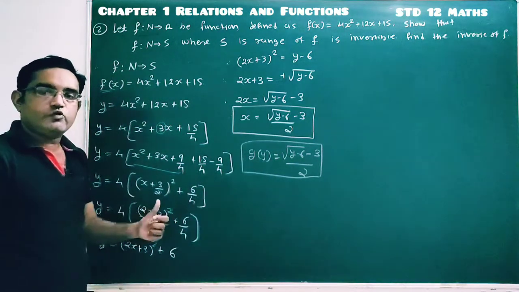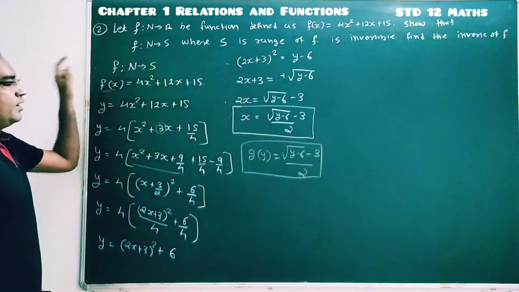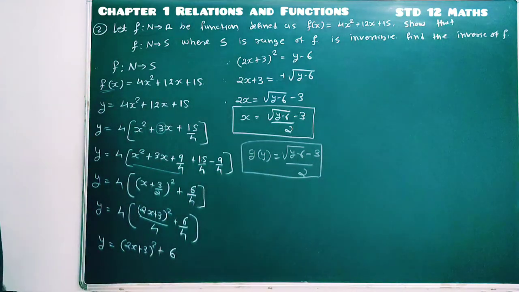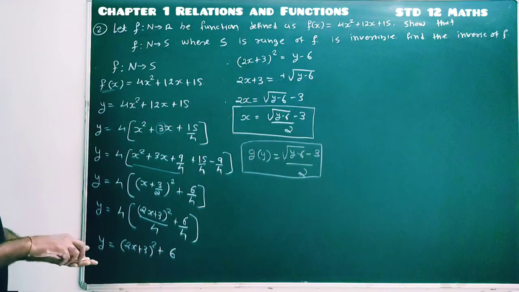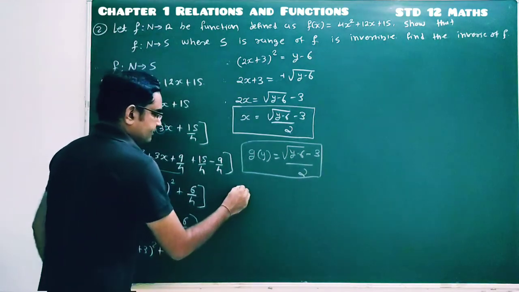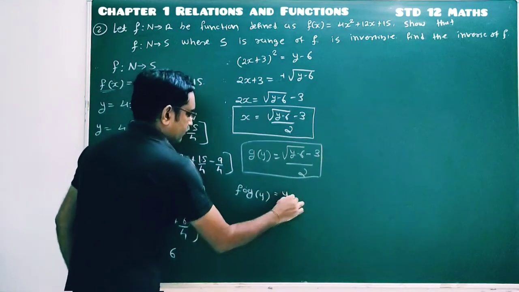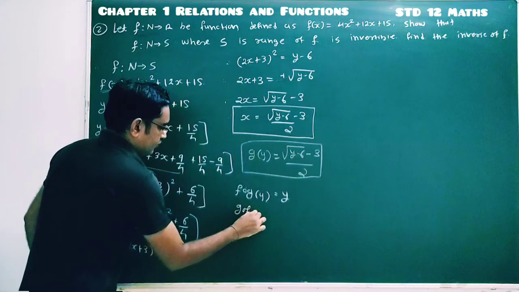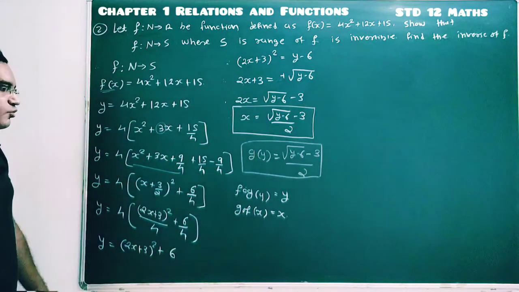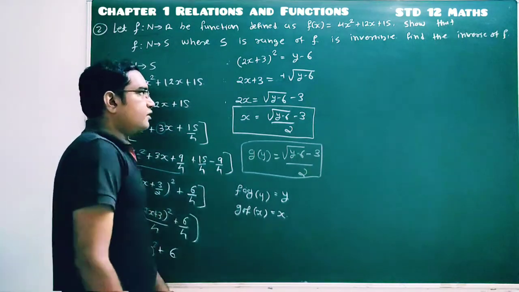For any function f to be an invertible function, we must require another function g from S to N. So that is our function g of x. And this is an invertible function, so we have to find the inverse of the function. As it is an invertible function, we can say fog y equal to y and gof x equal to x. We have to show both these conditions. So let's try the first condition, gof x equal to x.